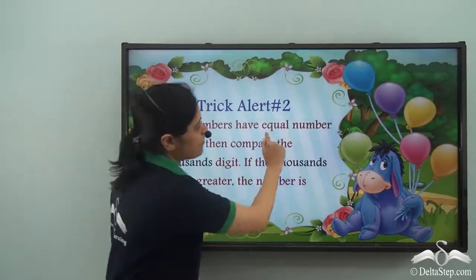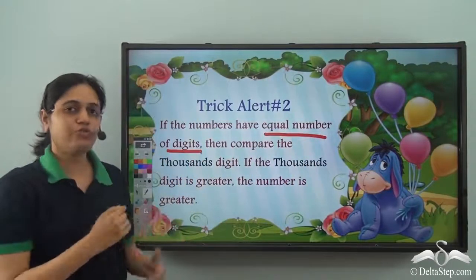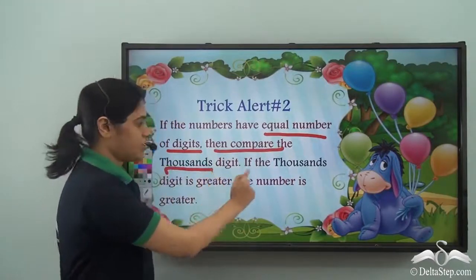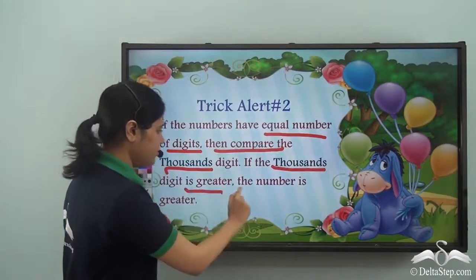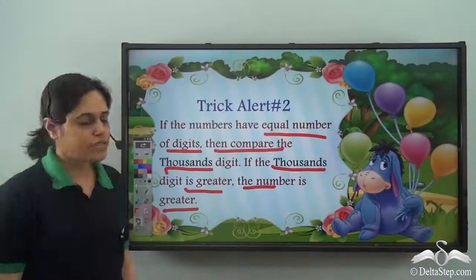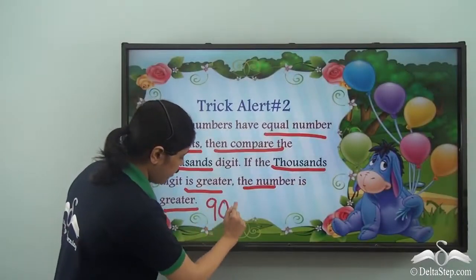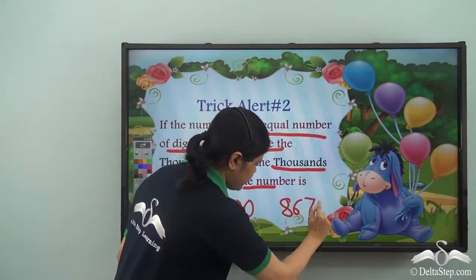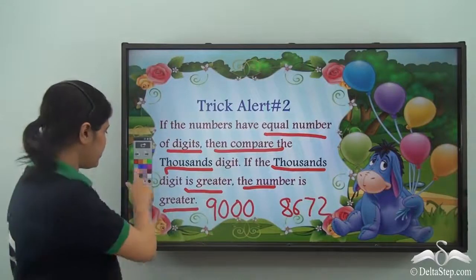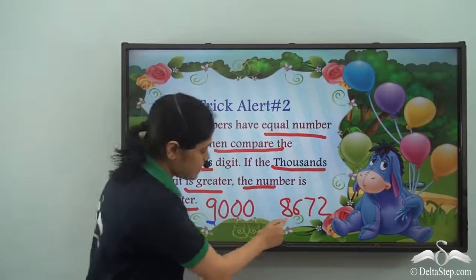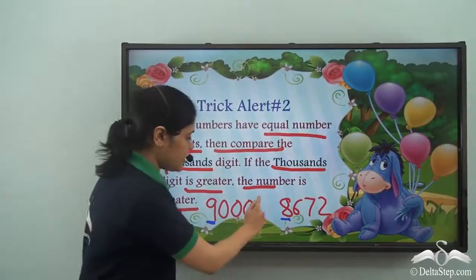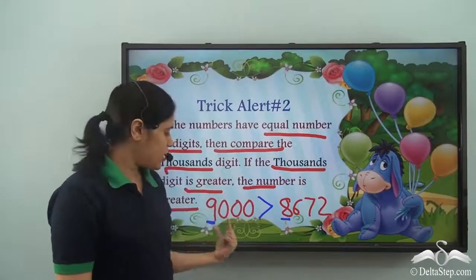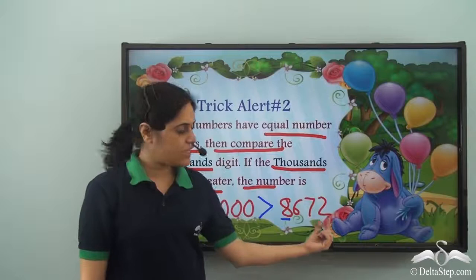If two numbers have an equal number of digits, then compare the thousands digit. If the thousands digit is greater, the number is greater. So suppose we have a number 9,000 and another number 8,672. In this number the thousands digit is 9, whereas in this number the thousands digit is 8. So this number will be greater than this number because 9 is greater than 8. So 9,000 will be greater than 8,672.